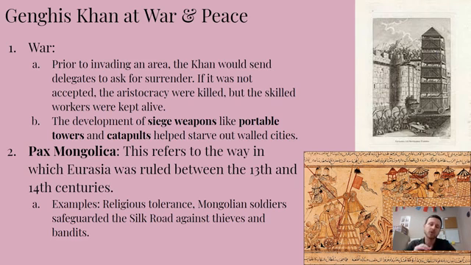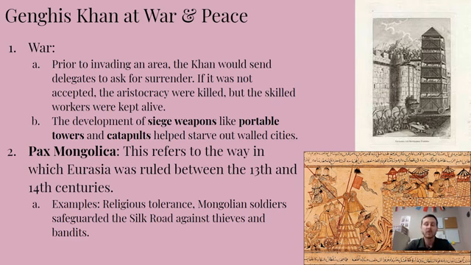Now, as a result of taking over these large areas, especially areas that were connected to the Silk Road, the Mongols established what's referred to as Pax Mongolica. This refers to the way that Eurasia was ruled between the 13th and 14th century, so 1200 to 1300s.